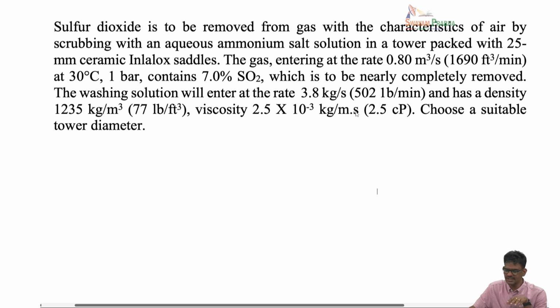Also you can see that the density of the gas is not mentioned, but you know that the volumetric flow rate is given, and temperature and pressure are given. You can use the ideal gas law to get the density. Only the volumetric flow rate is given, so you should be able to convert it into molar flow rate, and then using the average molecular weight of the gas, you should be able to get the mass flow rate also. So everything that you need is here, but not directly.